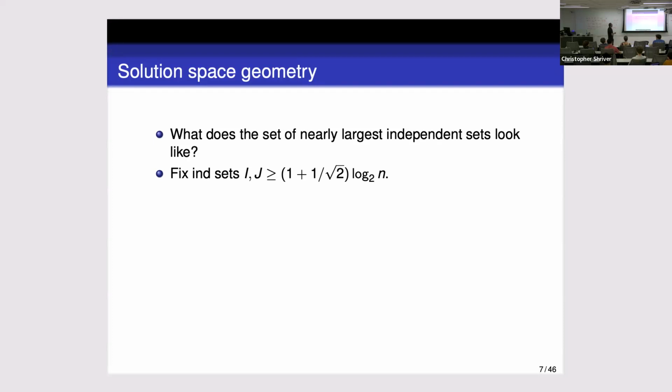Let's fix two independent sets of size given here. This multiplier here is strictly less than 2, so I know that independent sets of this size do exist. Why is it 1 over square root 2? It's to be discovered shortly. But let's start with that. All right, so we take two independent sets I and J.